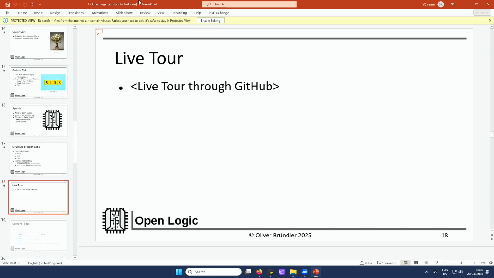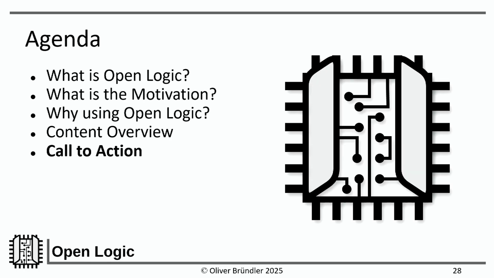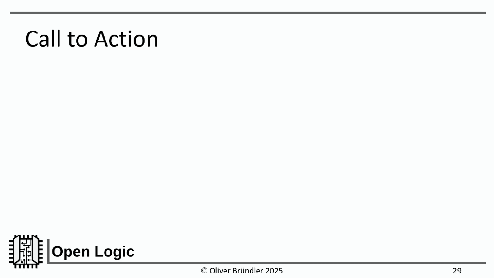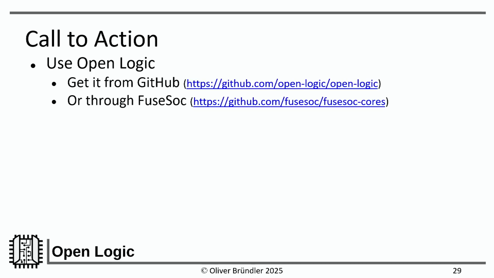Good. From here on, we jump back to the slideshow. So, call to action. What's next for you? Of course, start using OpenLogic. Get it from GitHub. You can download it as a zip. You can clone it through Git. All the options are possible there.